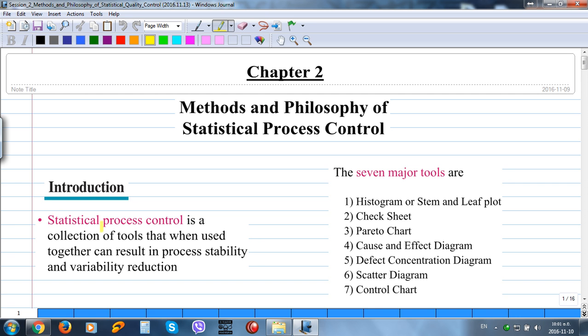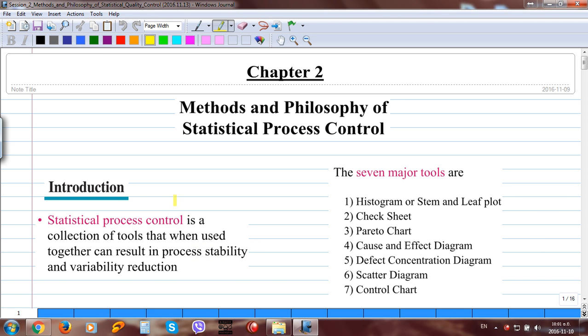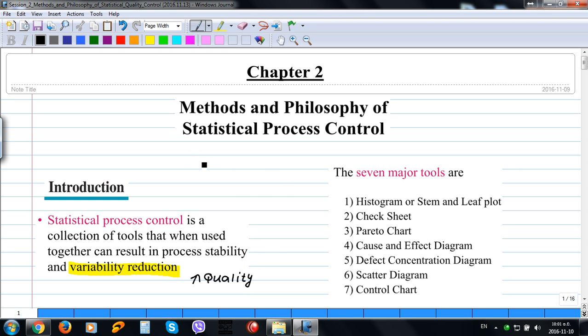Statistical process control is a collection of tools that, when used together, can result in process stability and variability reduction. So statistical process control is about variability reduction. Variability reduction means quality is improving. So we are doing statistical process control to improve the quality.